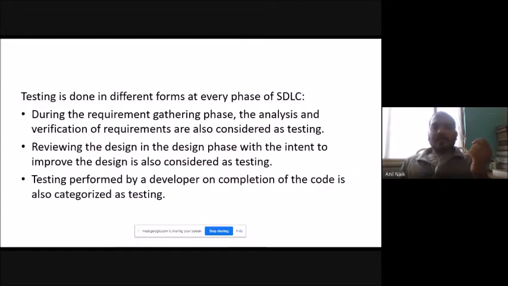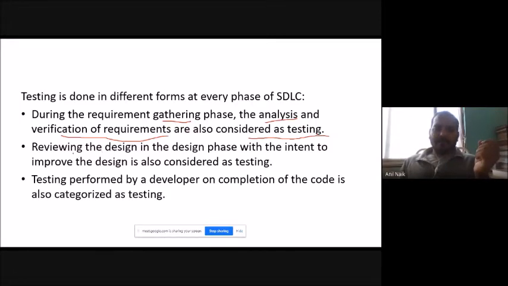Testing is done in different forms at every phase of the SDLC. During the requirement gathering phase, the analysis and verification of the requirements are also considered as testing. We do some verification of the requirements. We cross check. So this is also one type of testing.